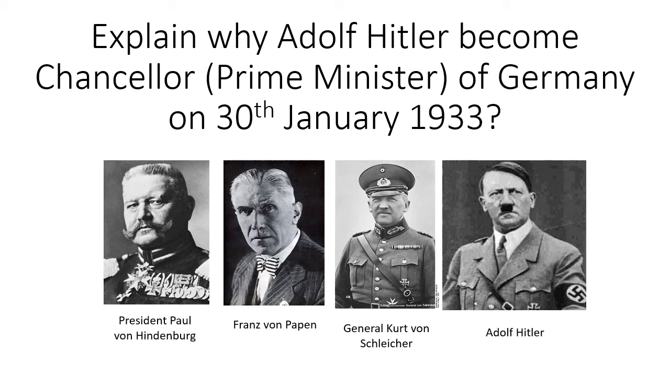Hello, Year 11. Today we're looking at an inquiry. We're going to try and explain why Adolf Hitler became Chancellor, that means Prime Minister, of Germany on the 30th of January 1933. And it's quite complex.